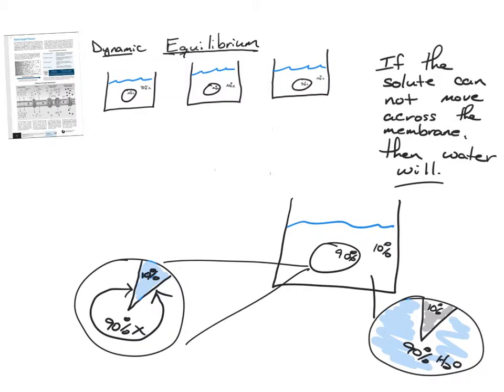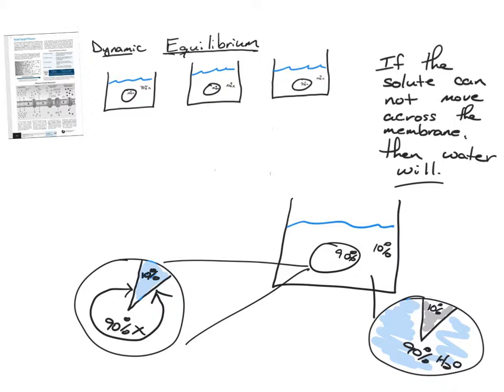So things always move from high to low. Water is going to move from its high to its low. So if this can't move, in what direction is water going to move? Out. Or in. No. In. Whatever. From its high to its low. You're saying out, but remember, this is 90% X inside, so it's only 10% water. Out here, it's 10% X, so it's 90% water. So out here is 90% water, here's 10% water. Oh, in. So it's going to go in.